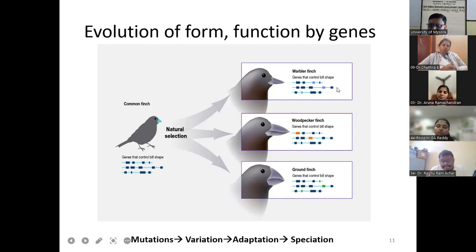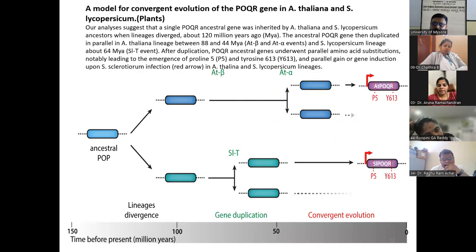It very clearly shows that it is the genes that have changed that has led to species-specific changes in the beak. Therefore, mutations that cause variations which are helpful in adaptation ultimately lead to speciation. That's how the availability of the sequence data helped us understand species evolution as a function of adaptive evolution.